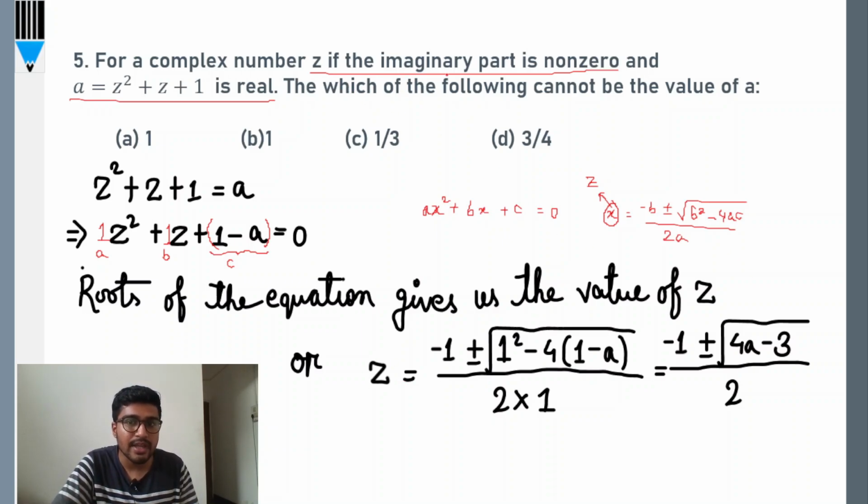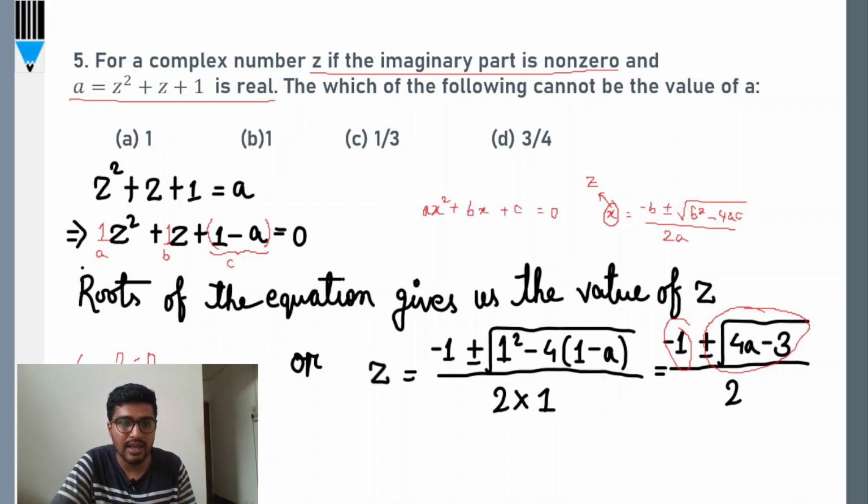Now the imaginary part of z is non-zero, it says, meaning the imaginary part must exist. This is the imaginary portion and this is the real portion, right? So the imaginary part must be non-zero. If 4a minus 3 becomes 0, then there will be no imaginary part. It says what cannot be the value of a. If the value of a makes this term 0, then our imaginary part becomes 0, and the imaginary part would not exist, which we do not need. That is the question: which cannot be the value.